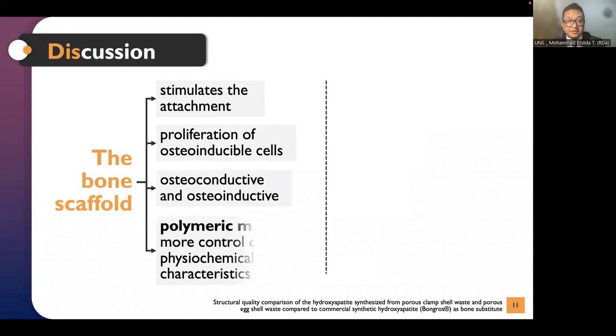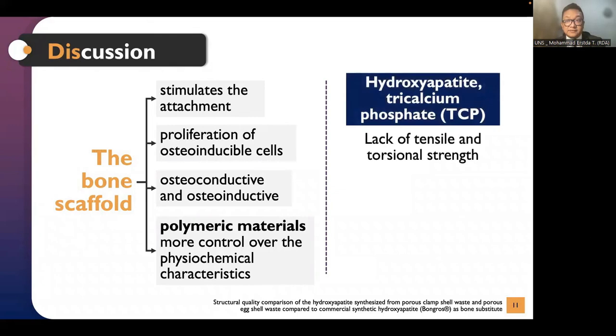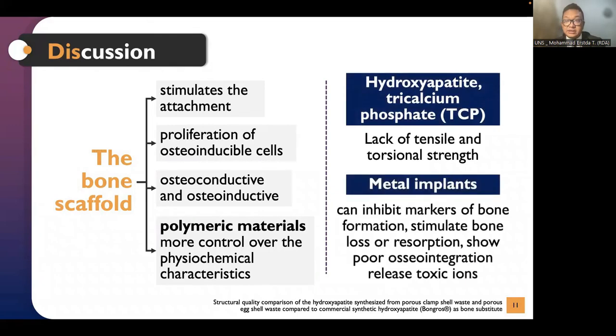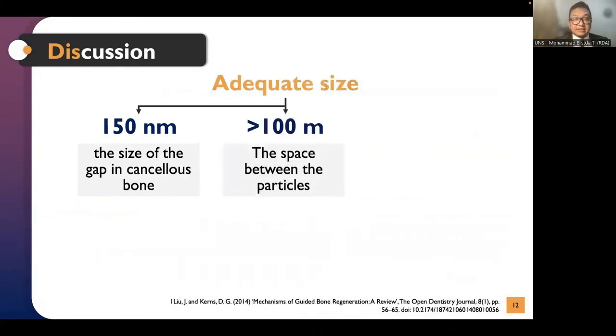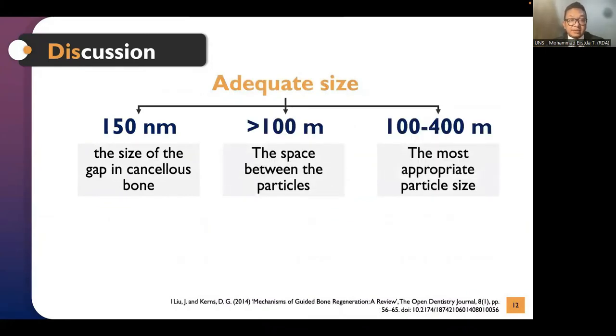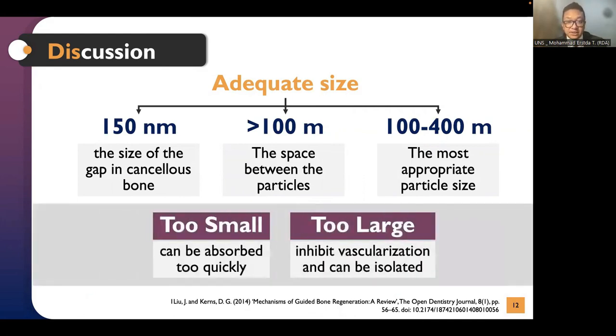This is the function of the hydroxyapatite itself, the bone scaffold. Calcium phosphate lacks tensile and torsional strength, and a foreign implant can inhibit markers of bone formation, stimulate bone loss or resorption, show poor osseointegration, and release toxic ions. The adequate size of the hydroxyapatite is 150 nanometers, from 100 to 400 nanometers being the most appropriate practical size. If too small, it can be absorbed too quickly, and if too large, it inhibits vascularization and can't be isolated.